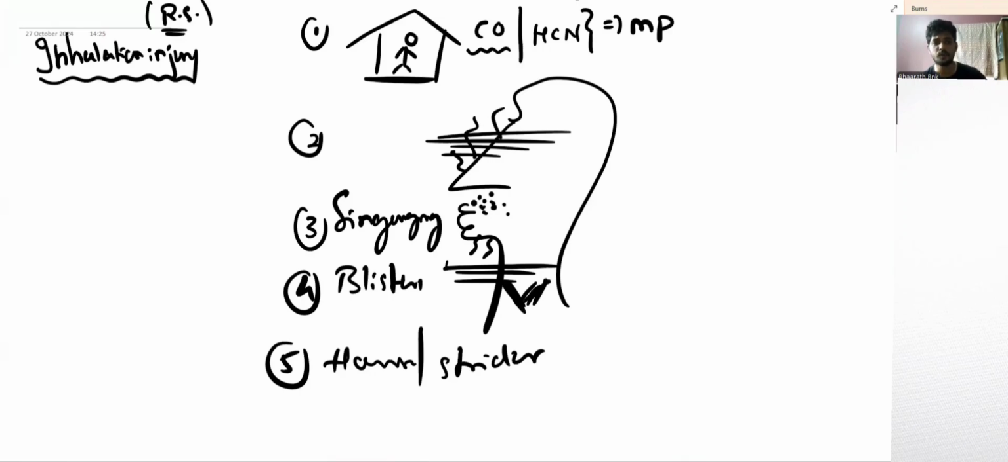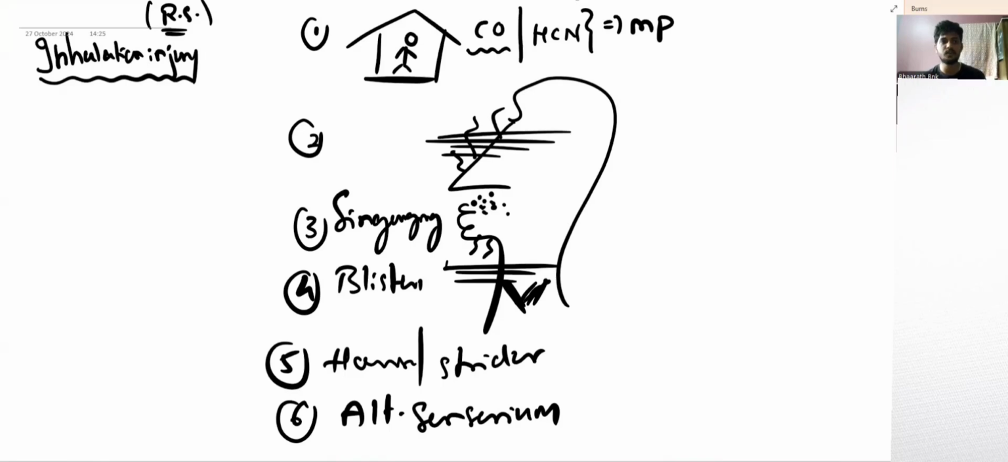And the sixth, very important, is altered sensorium, because the carbon monoxide will affect the brain and heart much more than any other organ. So if the patient has got altered sensorium, you should suspect an inhalational injury. So either trapping in a closed space, or burns over the face and on the neck, or blisters in the mouth, soot particles in the mouth, singeing of facial hairs and nasal hairs, and hoarseness or change in voice or stridor, or if the patient has altered sensorium, you should suspect an inhalational injury.